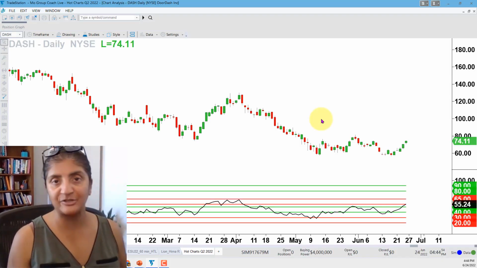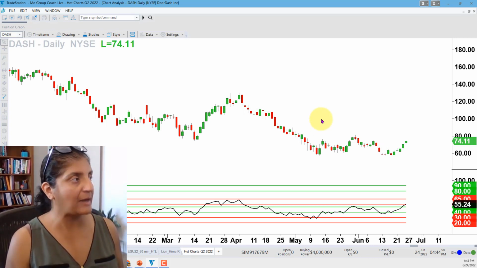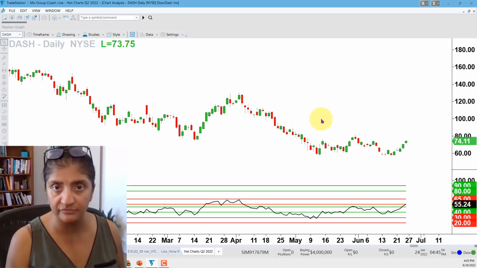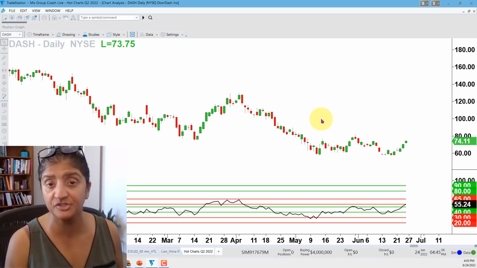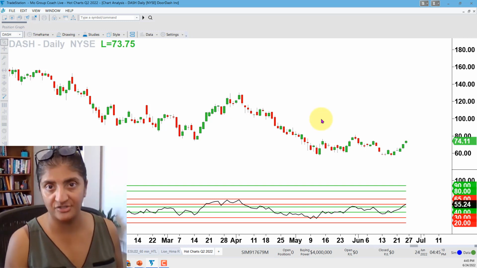So here is my charting platform. I happen to use TradeStation. There's many great ones out there. And what you're seeing now is a graphical representation of the stock of choice. This happens to be one that a current coaching student of mine has an underwater position on, so I'm using it as our example. So this is DoorDash.